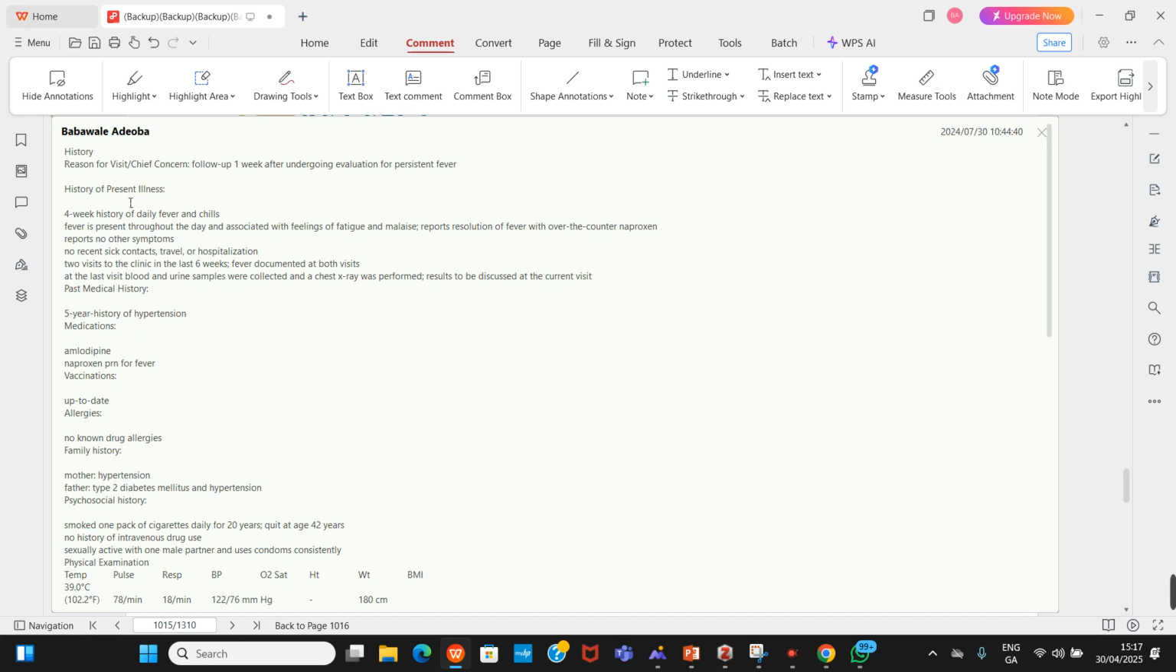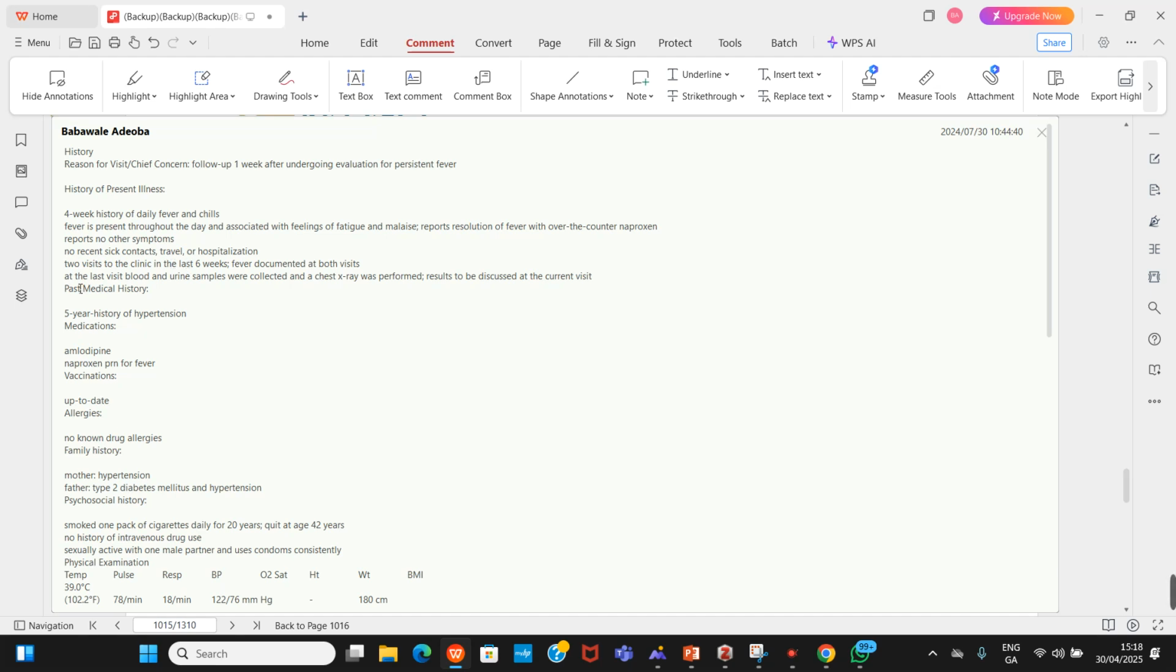So history, reason for visit: follow up 1 week after undergoing evaluation for persistent fever. So this person has been having 4 weeks history of daily fever and chills, and the fever is present throughout the day, with feelings of fatigue and malaise. And she reports resolution of fever with over-the-counter naproxen. She reports no other symptoms. No recent sick contact or travel hospitalization.